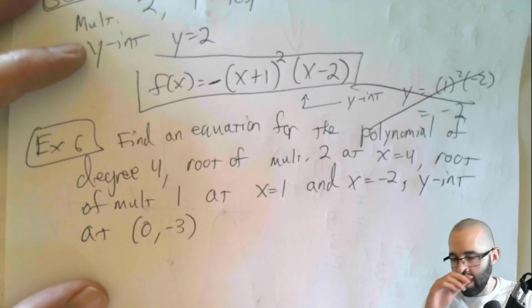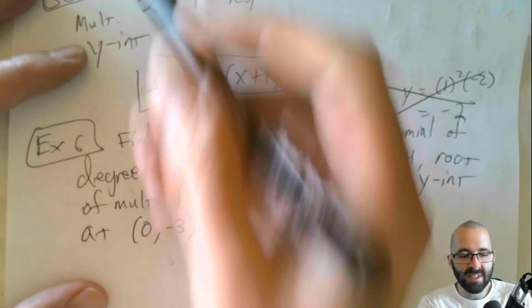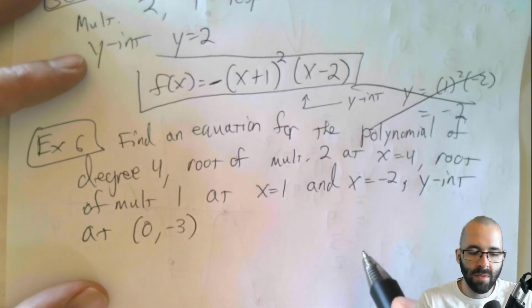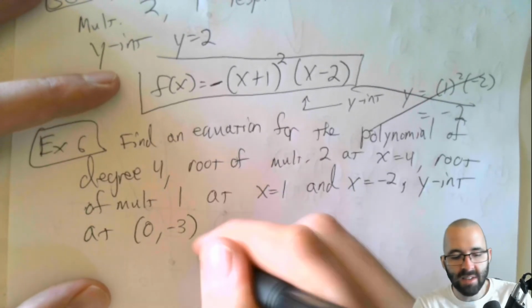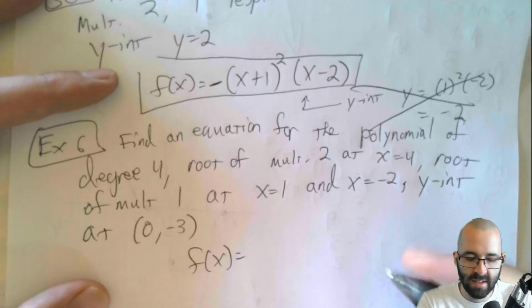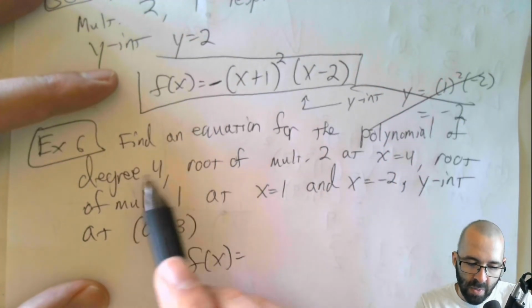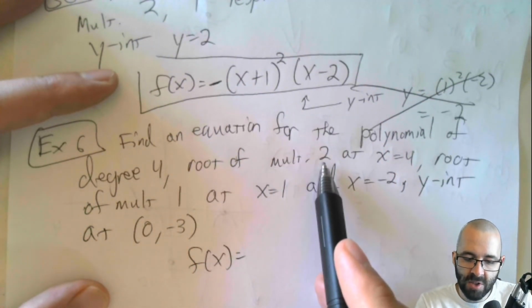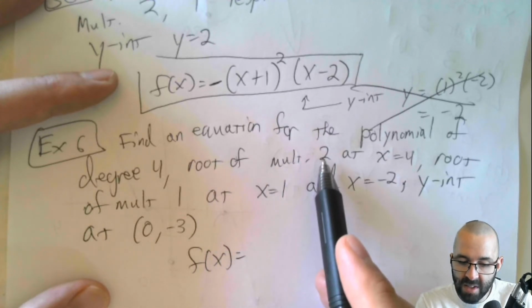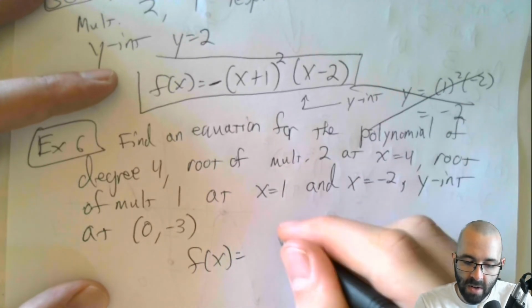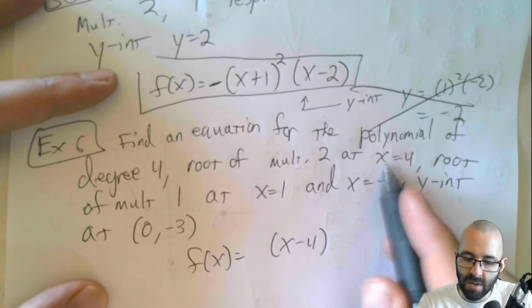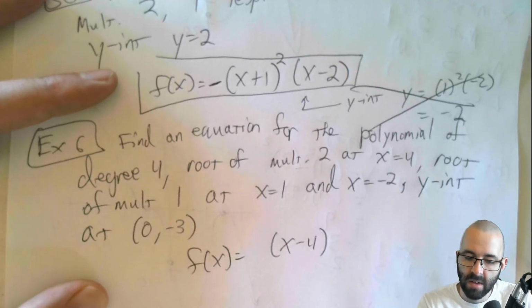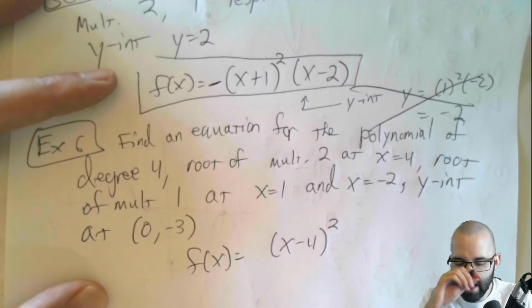This looks like a nightmare. It looks like a mess. But it's the same thing we've just been doing. Same exact thing. So let's write this out. F of x is equal to, all right, we have a root of multiplicity 2 at x equals 4. So there's going to be a factor of x minus 4. But it has multiplicity 2 at this 0. Multiplicity 2 means it's going to have an exponent of 2.